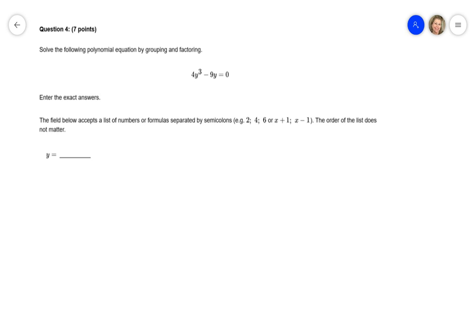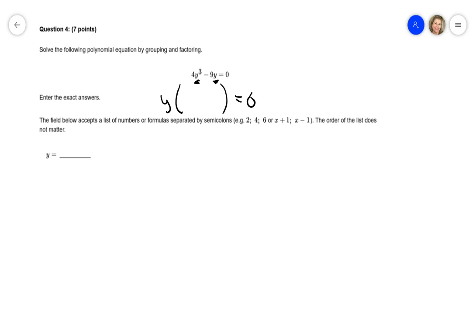All right, this says solve the following polynomial equation by grouping and factoring. There's only two terms in it, so it's already a group. It's a group of two. But whenever you try to factor something, you should always try a greatest common factor first. And the only thing that they both have in common is a y. So I would factor out the y.